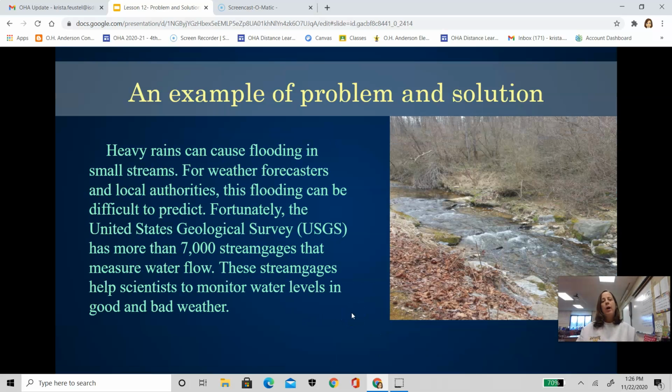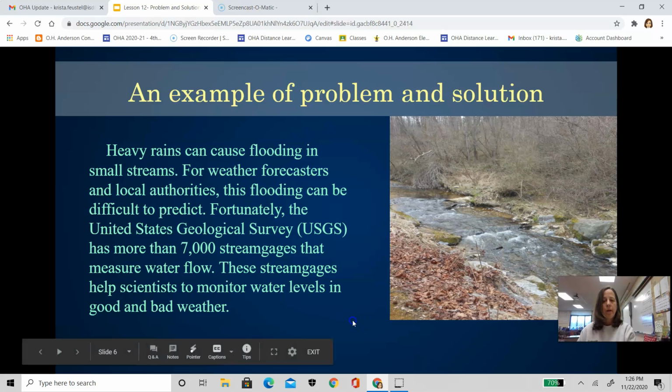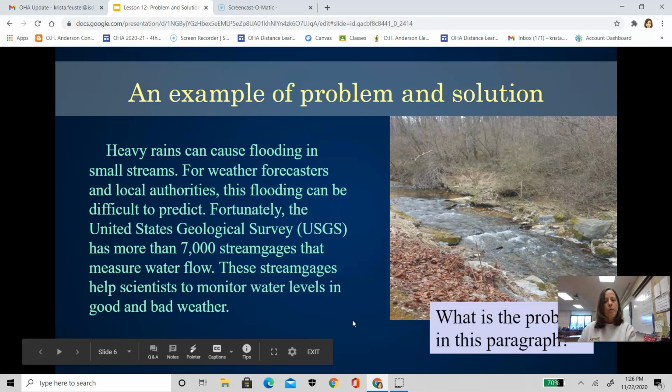So, an example of problem and solution. Heavy rains can cause flooding in small streams. For weather forecasters and local authorities, this flooding can be difficult to predict. Fortunately, the United States Geological Survey has more than 7,000 stream gauges that measure water flow. These stream gauges help scientists to monitor water levels in good and bad weather. So, looking at this passage, what is the problem in this paragraph?